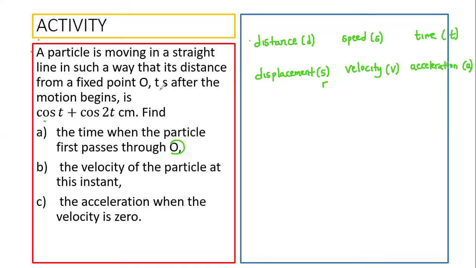Now from the question, they have told us t seconds after the motion begins. They have given us the equation they use to model the motion. But now I want to bring three things to your exposure. One is what we call displacement, which I'm calling S. From displacement, I want to put here the velocity. And from velocity, I want to put acceleration.